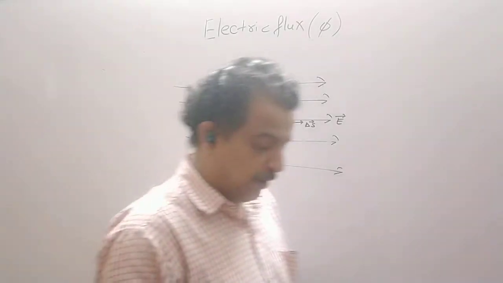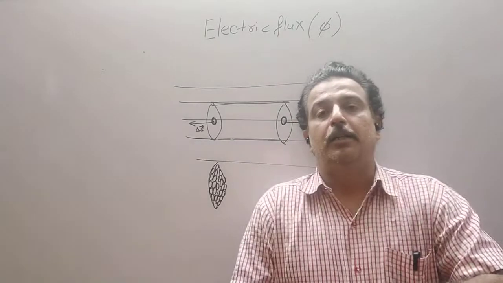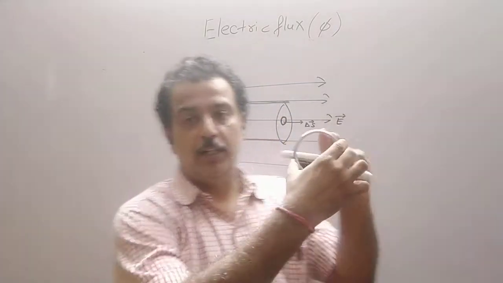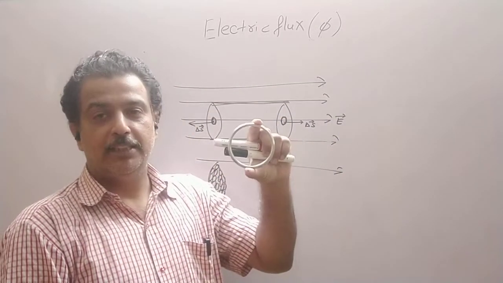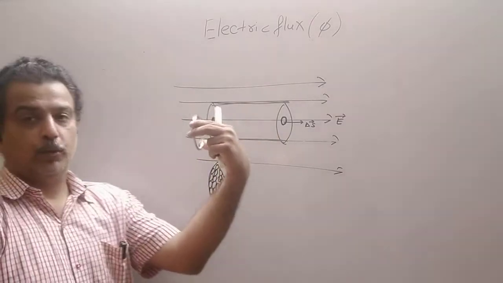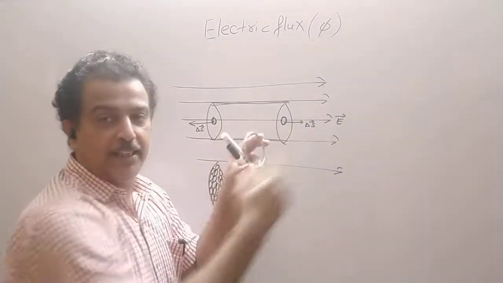So if I consider the cross section of a cylinder, let this be the cross section of a cylinder. Now if I say what is the area vector, it should be radially outward. So this is radially outward, this side, opposite to the field. And for this, area vector is this side.